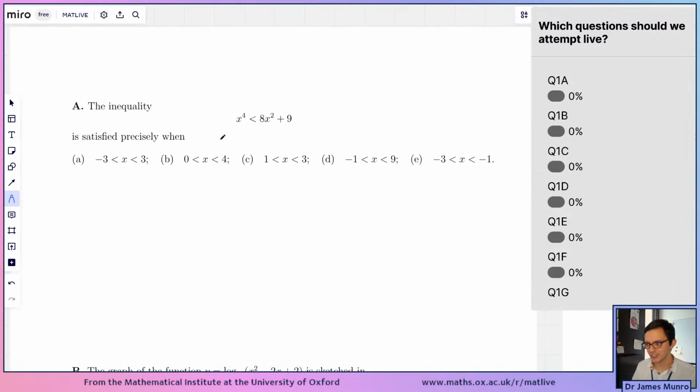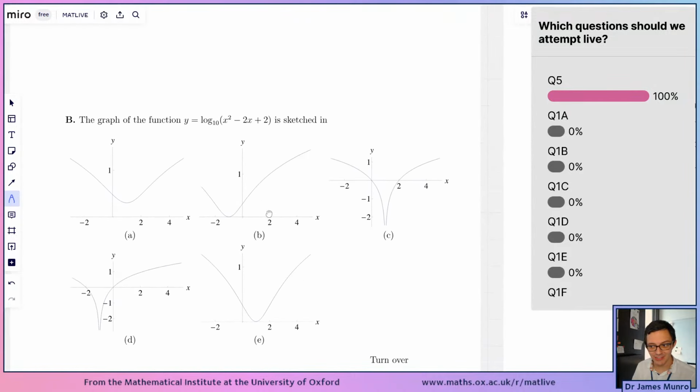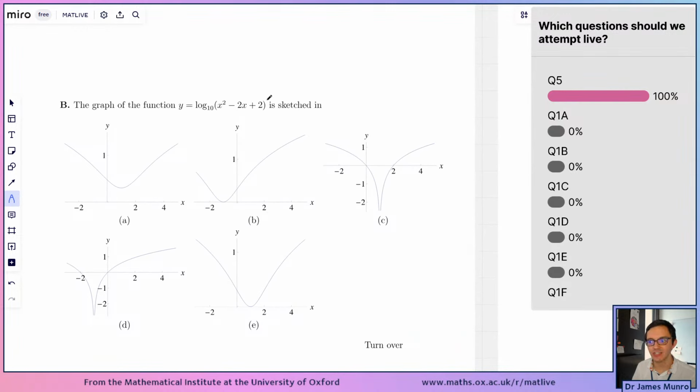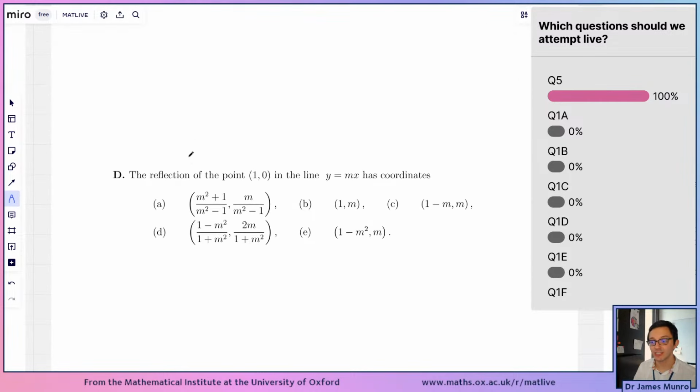If you haven't seen the questions before, here's your chance. We've got an inequality question. 2014 is the first time the options go up to E. We've got another logarithm question. It's a sketch of a logarithmy sort of thing with a quadratic inside. I like this one because it's actually a logarithm question. There's a reflection of a point in a line. Random line, a point. Where does it go?